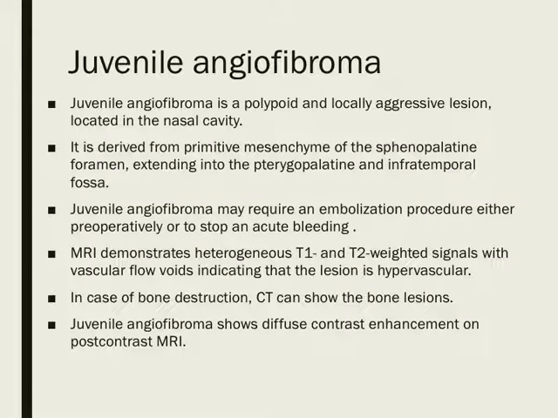Juvenile angiofibromas are more of the locally aggressive type. So all the things that you see will be similar to what we discussed with a hemangioma. The only difference is that over here you're going to have locally aggressive changes, so the lesion will be infiltrating into adjacent areas. The most common location is around the pterygopalatine and infratemporal fossa.